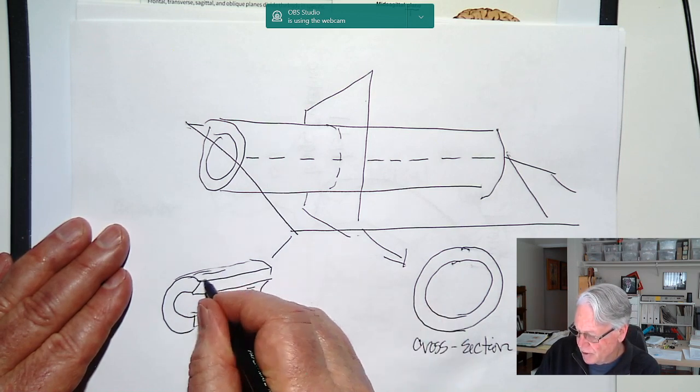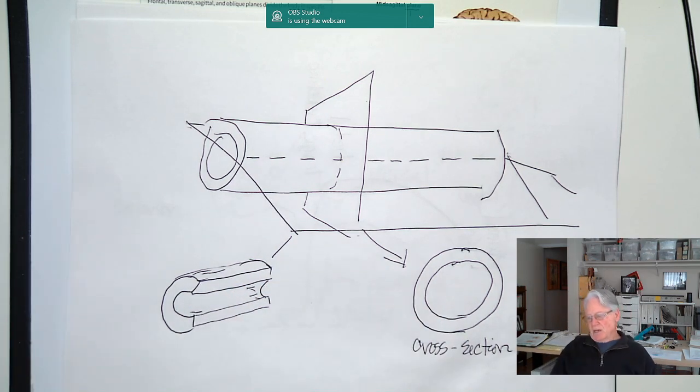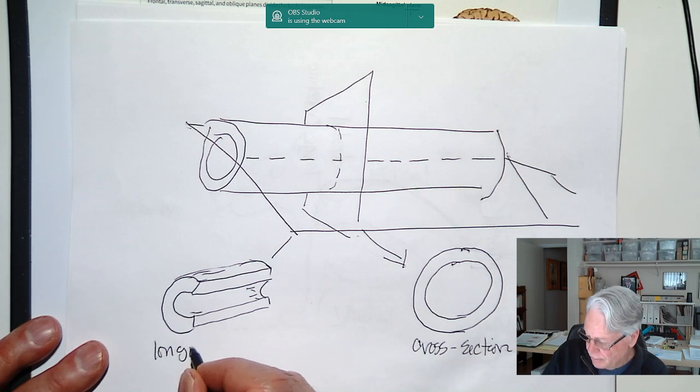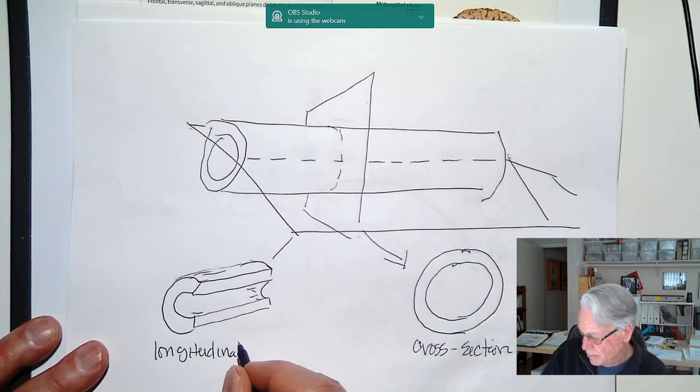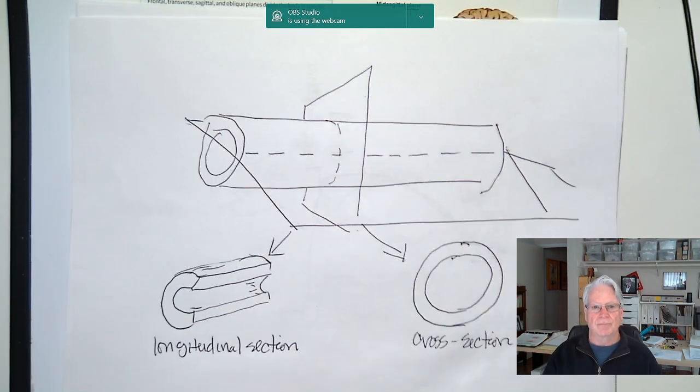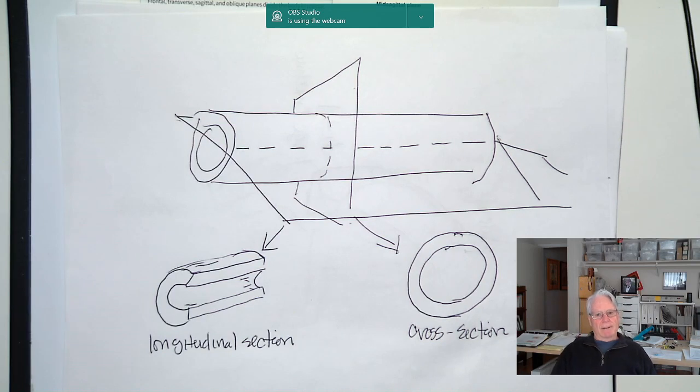Okay, I'm going to get this. That is a longitudinal section. That's my longitudinal section. All right. So if we were talking about the small intestine, and I wanted to look at it in one particular way, I'd say take a cross section, and this is what I would get. If I want to take a longitudinal section, that's what I would get. Okay. All right.